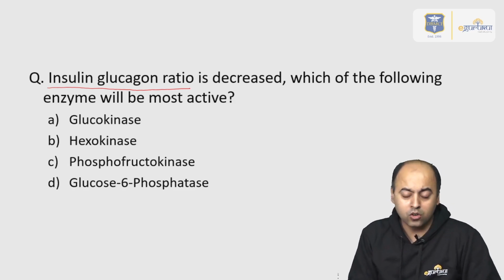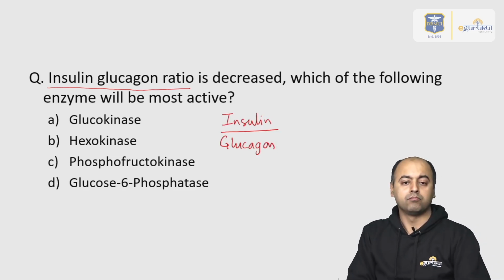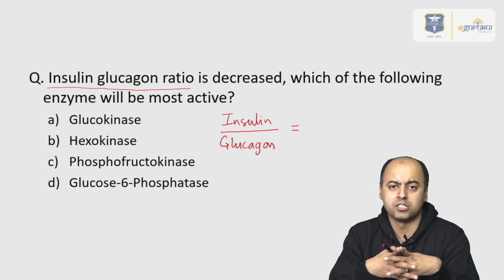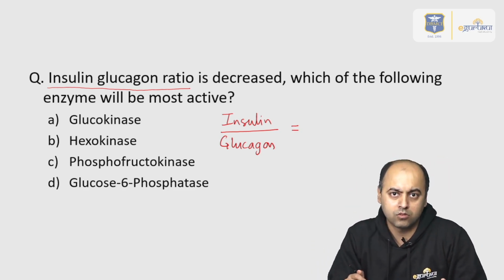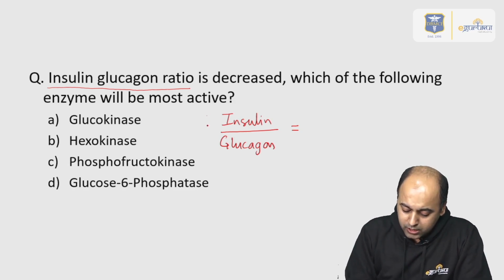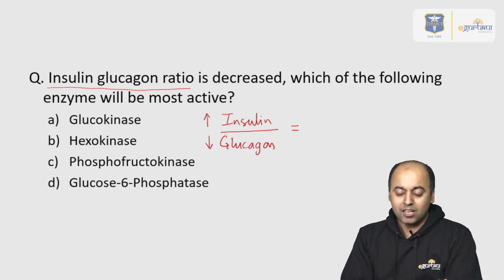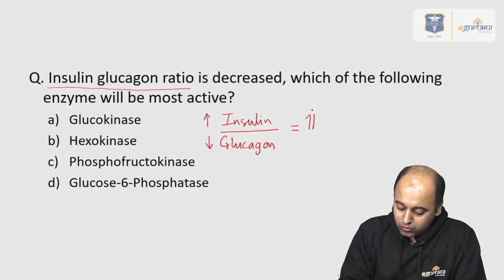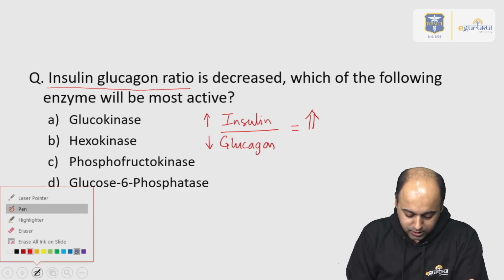The insulin glucagon ratio. Now we know that insulin and glucagon have a reciprocal relationship. What we mean by reciprocal relationship? Insulin increases, glucagon will fall. If insulin falls, glucagon will increase. Now, if insulin increases, the glucagon will decrease. So what is happening? Numerator has increased, denominator has decreased. What will happen to the net value? More numerator, less denominator, the net value will increase.